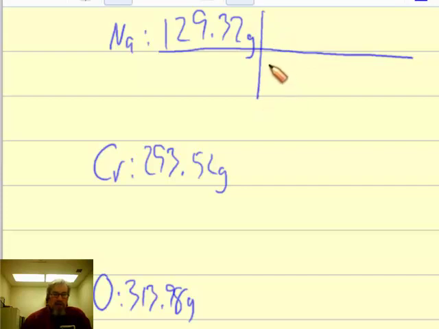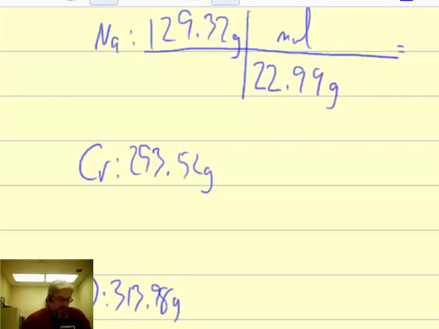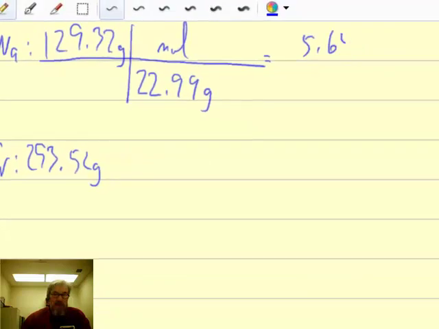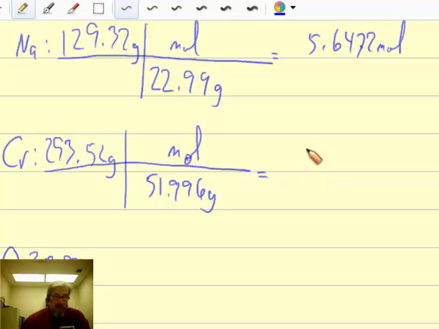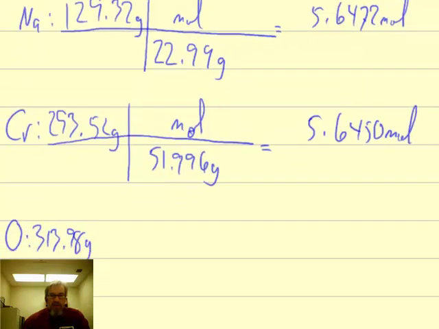So we look up the molar mass of sodium on the periodic table. We find out it's 22.99 grams per mole. So when we do this arithmetic, we find that there are 5.6472 moles of sodium in this sample. Do the same thing for chromium. Look up chromium on the periodic table. Its molar mass turns out to be 51.996 grams per mole. When we do this calculation, we get 5.6450 moles, pretty close to that of sodium, so there could be a 1-to-1 ratio there.